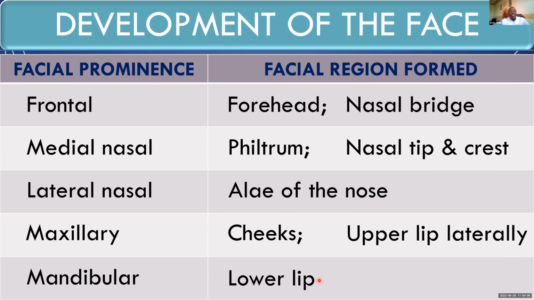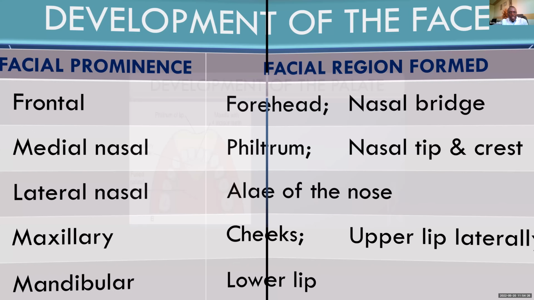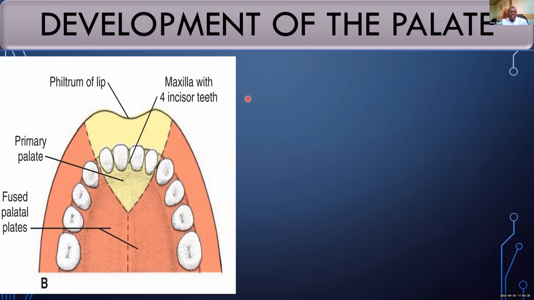So that's the story about development of the face and the derivatives of the various facial prominences on the surface of the face. The story of development of the face only makes sense if we also talk about that of the palate. So let's talk about the palate.